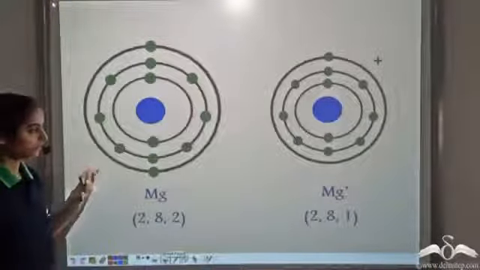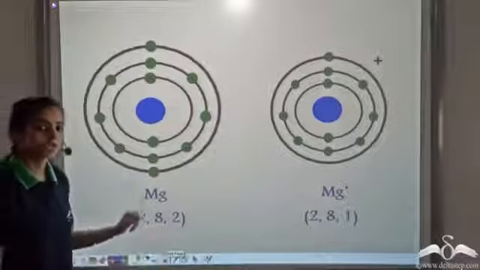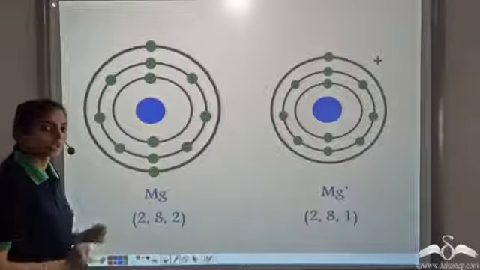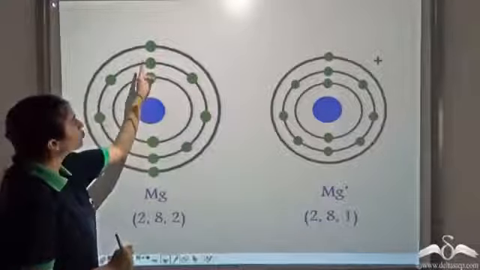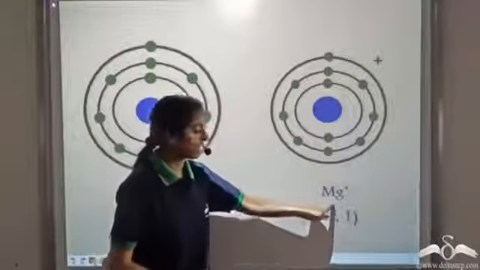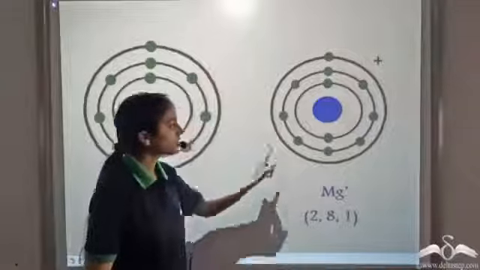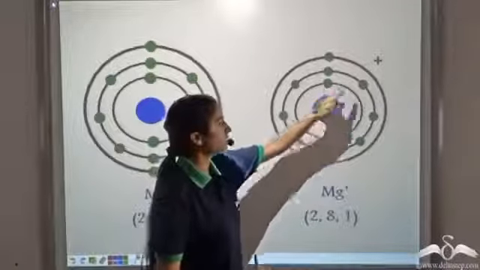In a neutral atom, we take magnesium. It has electronic configuration 2, 8, 2. In a neutral atom, the number of protons is equal to the number of electrons. So this is for magnesium. Now, if we remove one electron from the magnesium atom, we get a positively charged ion, Mg+, which has electronic configuration 2, 8, 1. Now in this case, the number of protons is one more than the number of electrons.